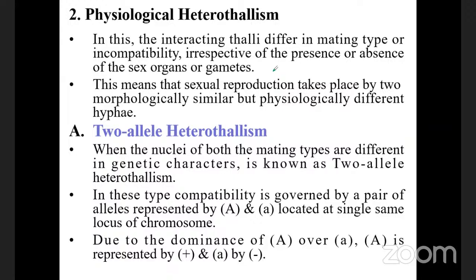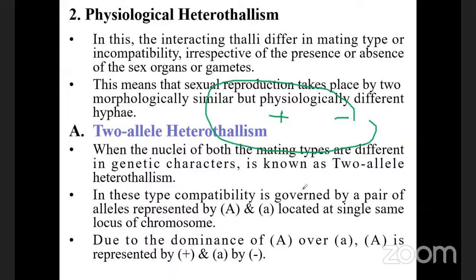The first one is two-allele heterothallism. What do we call two-allele heterothallism? When the nuclei of both mating types differ in genetic character. Genetically, if they differ, that is known as two-allele heterothallism.